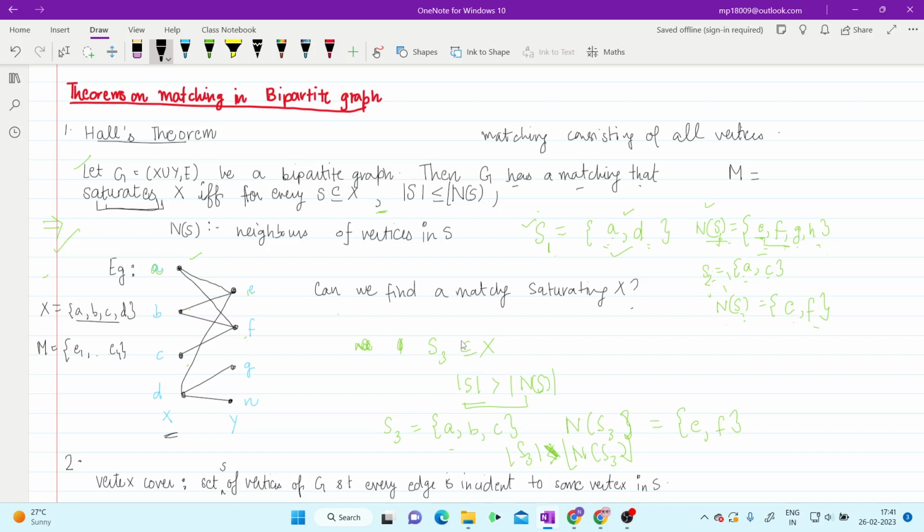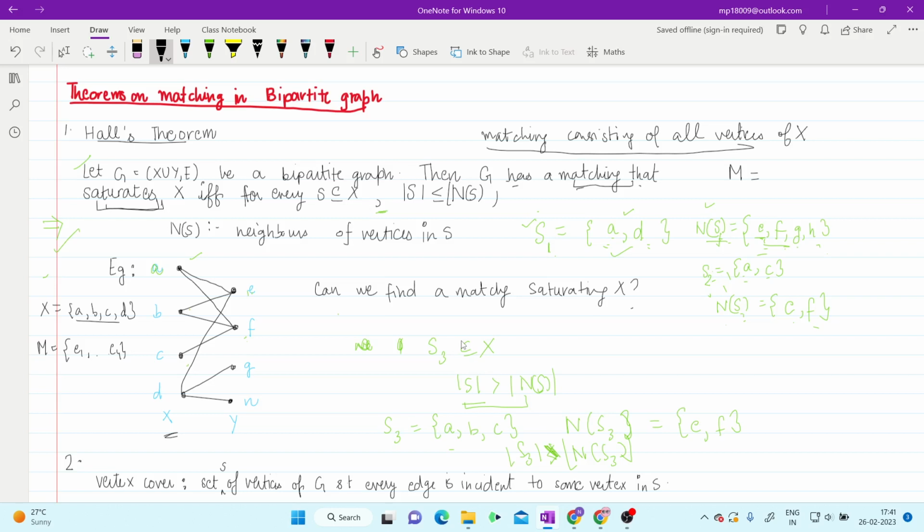So is this line clear? What do we mean by this thing? That matching consisting of all vertices of X. Yes, ma'am. So a matching that saturates X means just this, that matching which is consisting of all vertices of X. Yes, ma'am. Here D is missing, so it's not saturated.